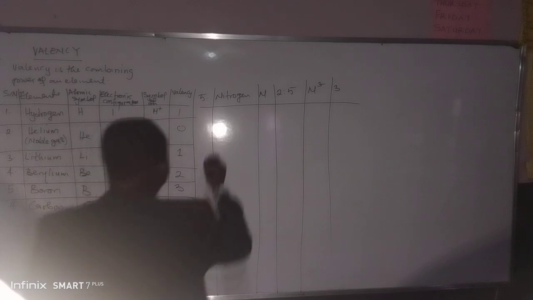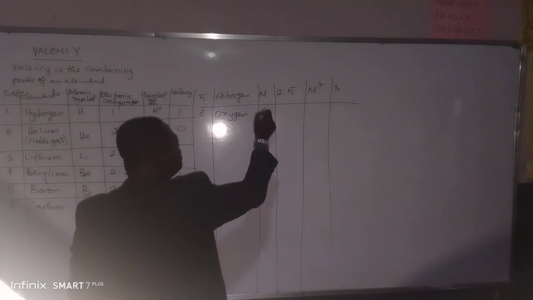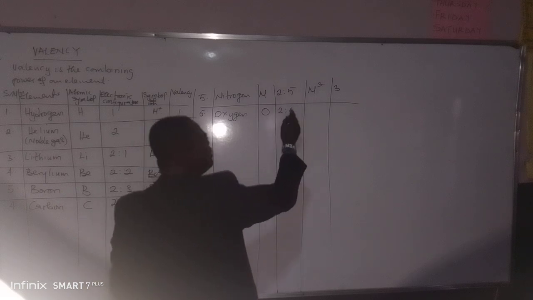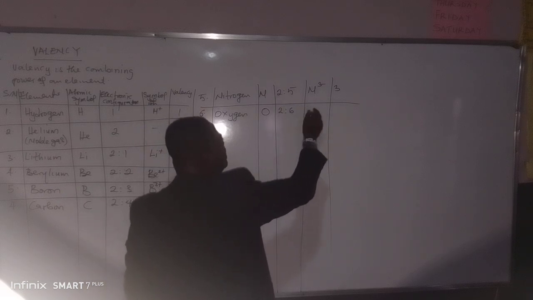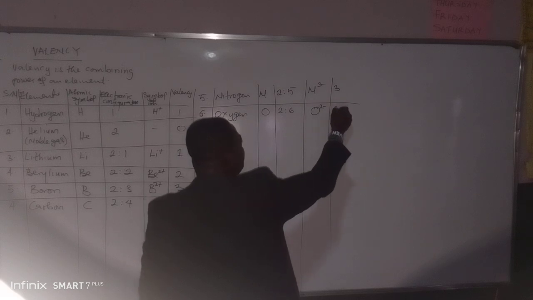Then we have number 8, which is oxygen. Oxygen is O, 2, 6. So it borrows 2 to add to this 6. Then the ion is O2 minus, and the valency is 2.